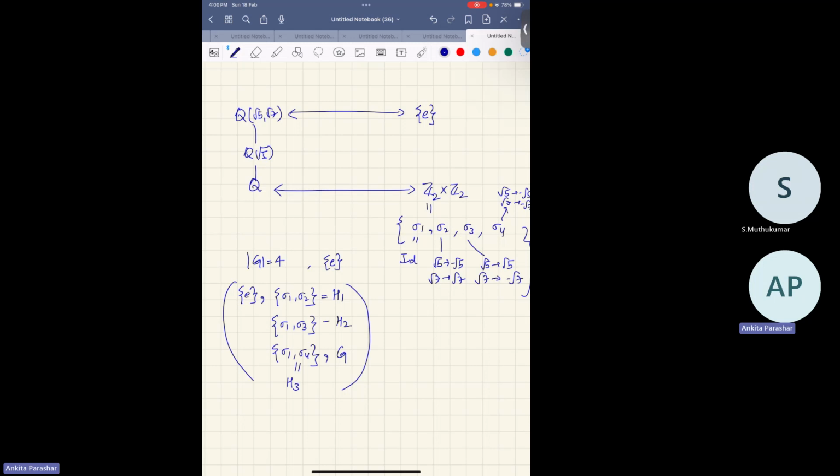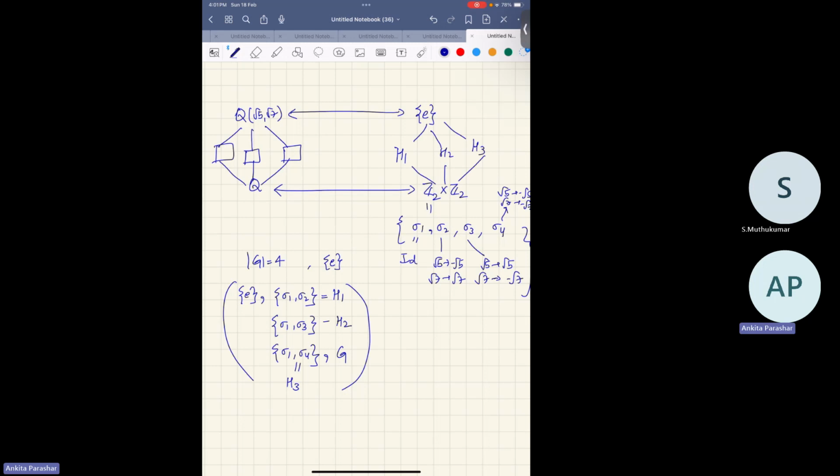And we write here. So this is one field. We want to know all the possible fixed fields here. As the subgroups are 3, I will write three boxes. So H1, H2, H3, all are subgroups.